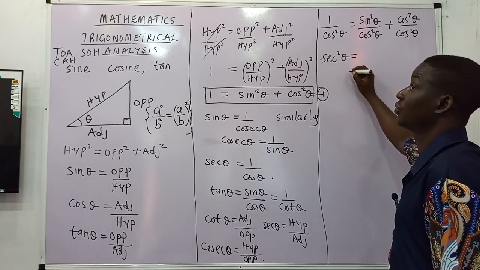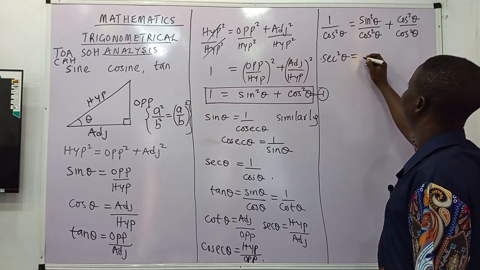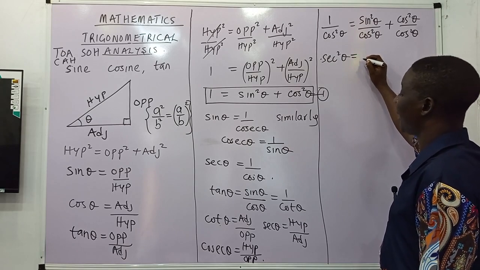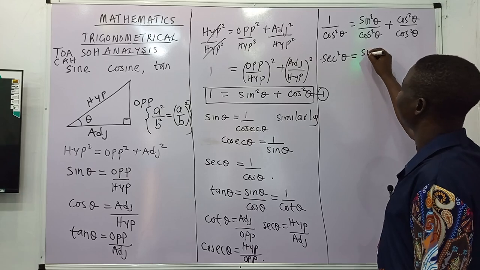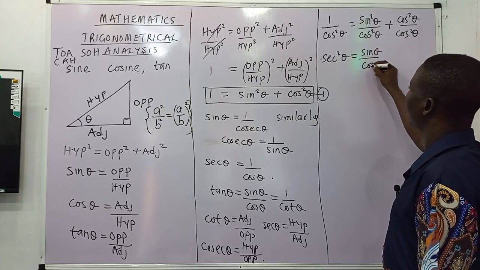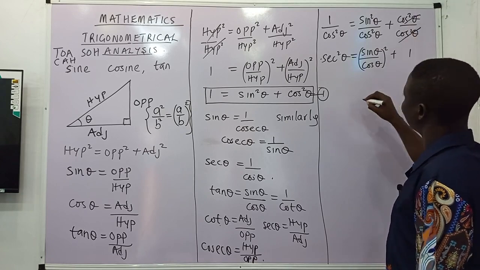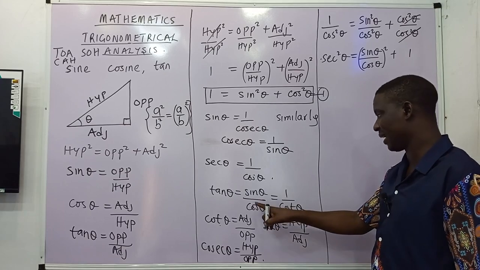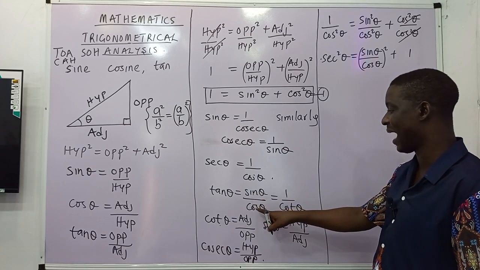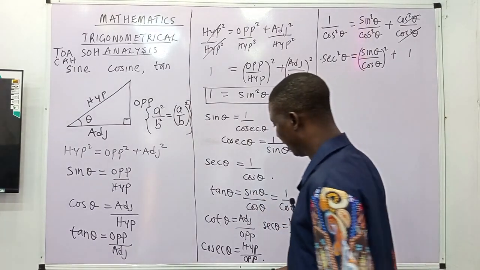Now, equal to what? We want to have it as sine square theta over cos square theta. You set it as sine theta all over cos theta all squared, plus this one counts 1. Remember that tan theta is sine theta over cos theta.